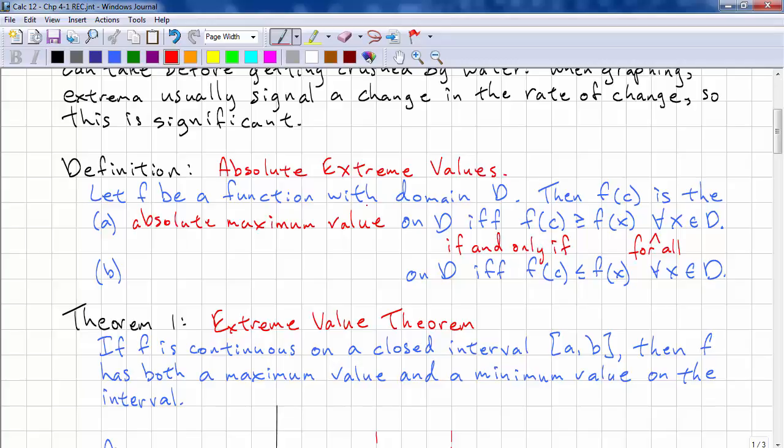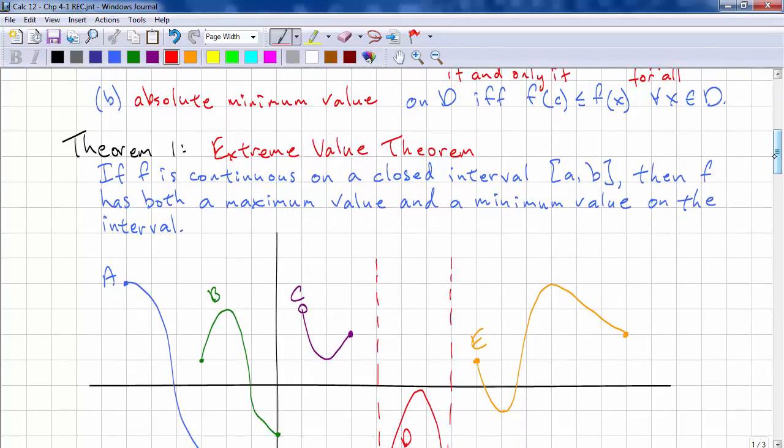And for the second one, we have f of c is the absolute minimum value on D if and only if f of c is less than or equal to all f of x in D. Next, we have a theorem. It's called the extreme value theorem.